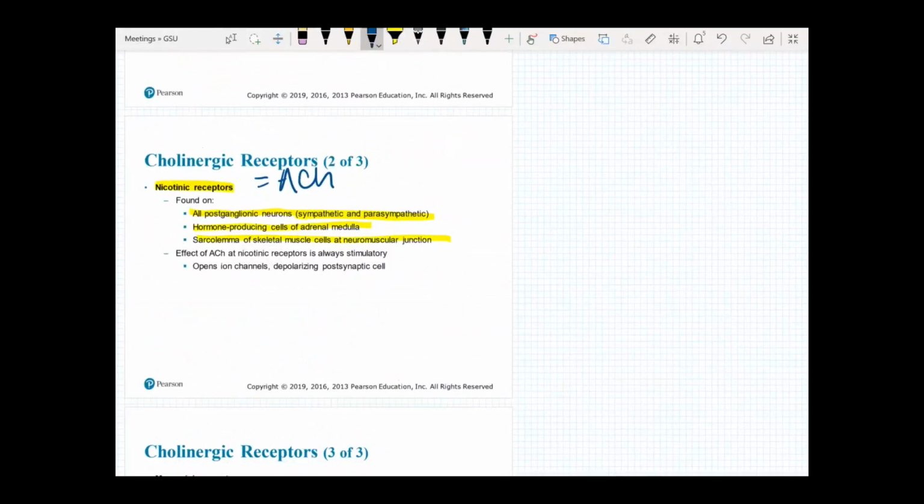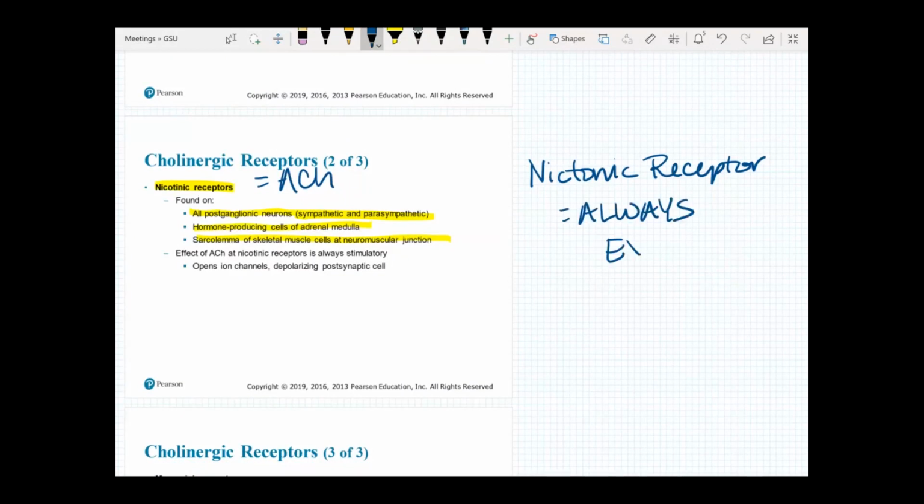The effect of your nicotinic receptors is always going to be excitatory. It will always stimulate. So a nicotinic receptor that receives ACH will always excite the cell. It'll open up the channel and depolarize. So when we say excite, we do mean depolarize, to put everything into perspective.